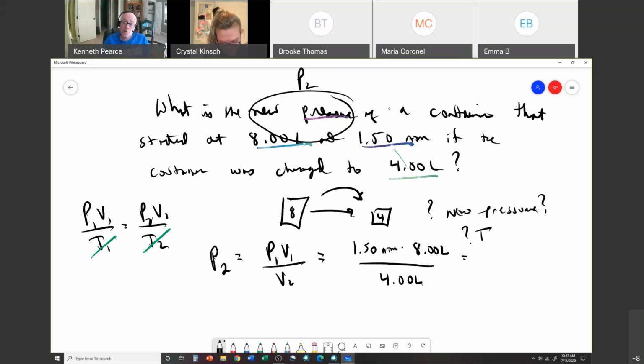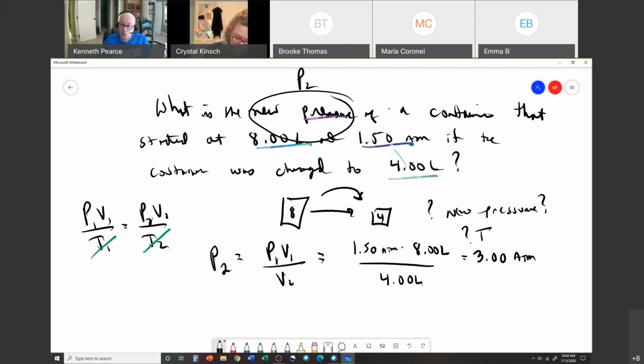And I did the math in my head, and so this is 3.00 atmospheres. Don't even need a calculator for this. You go from 8 to 4, that's twice as much. 8 over 4 is 2, 2 times 1.5. Yeah, sure enough, we get 3 atmospheres.